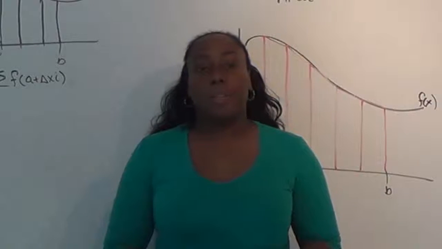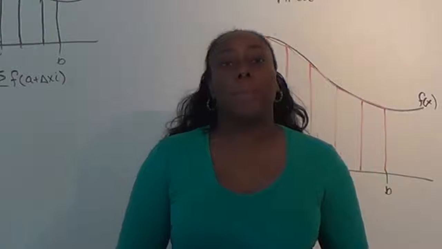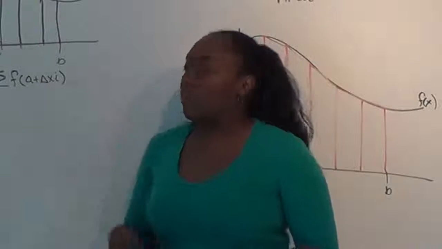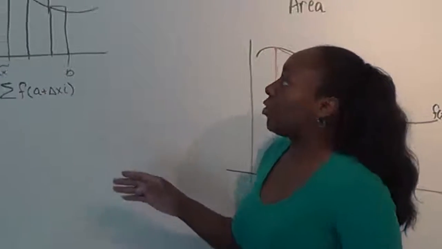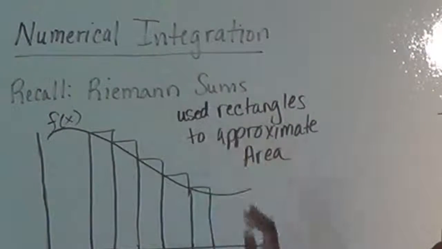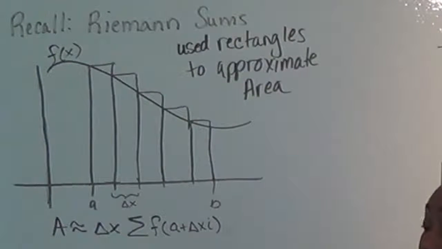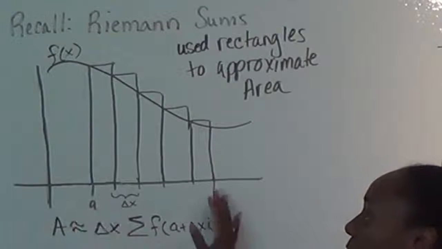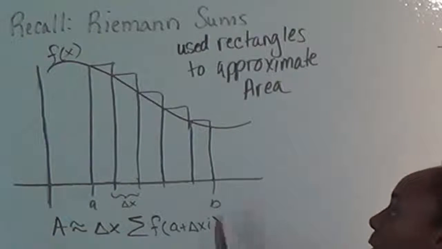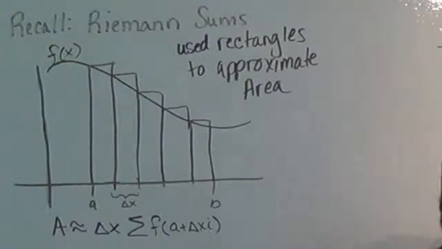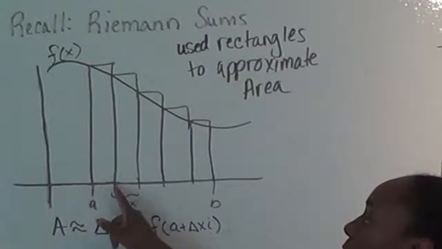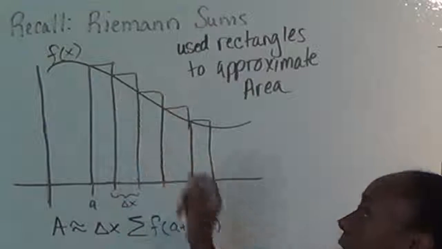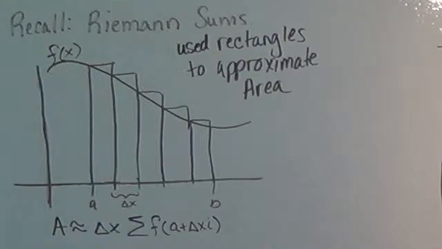In this next video, we're going to look at numerical integration. And to start, I want to remind you of some things we did in previous sections. If you recall, we talked a little bit about Riemann sums, and the idea behind these was we were going to use rectangles to approximate the area under a curve for a specific function over an interval from a to b. And the idea was we picked either left or right or midpoints.